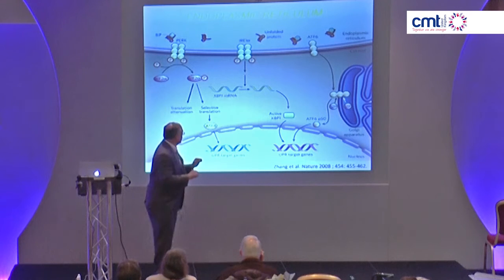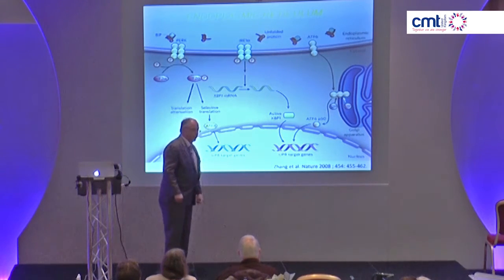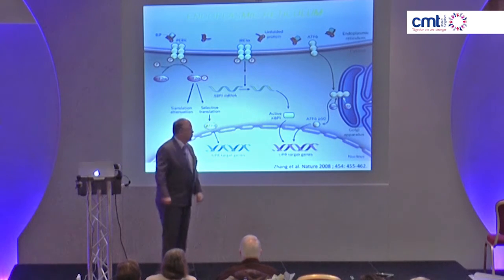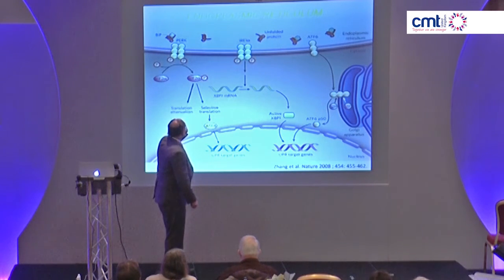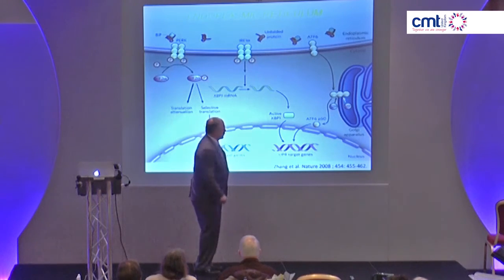Okay. So on top is the endoplasmic reticulum, and when the protein can't get folded right, it activates this unfolded protein response by one of three pathways: a PERK pathway, an IRE1 alpha pathway, or an ATF6 pathway.